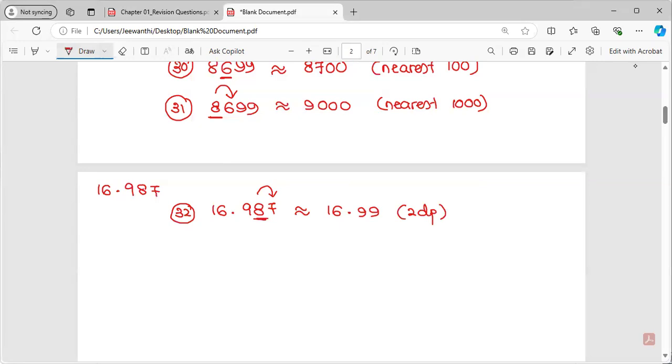So why does 8 become 9? Because the neighbor number is more than 5. So we want to add 1 to the underlined number. So this is the second decimal place.